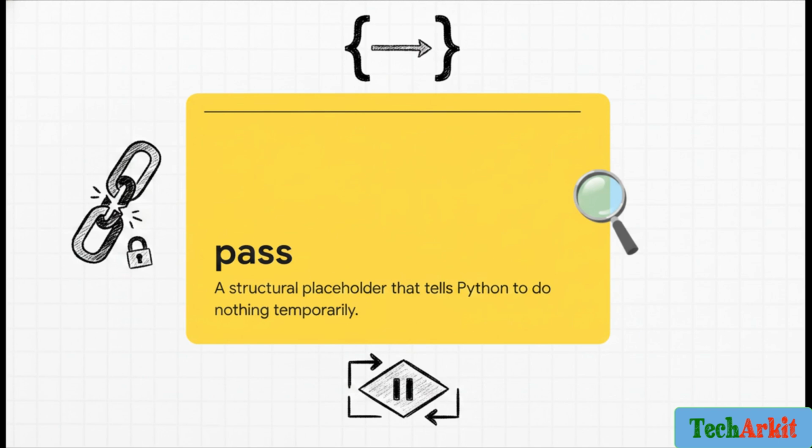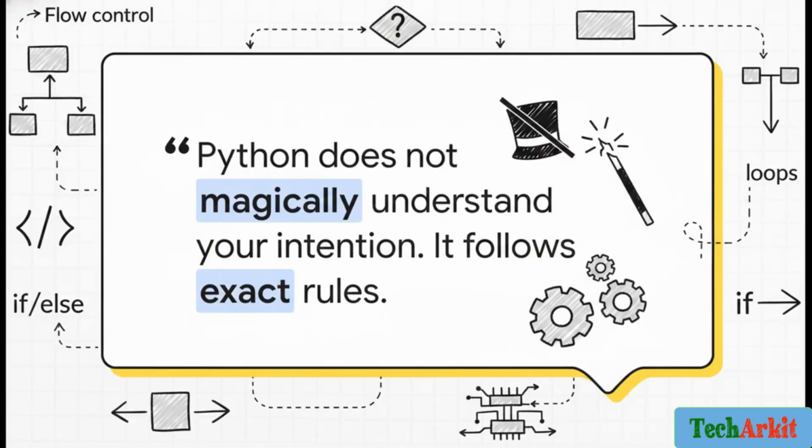So if you're just sketching out the skeleton of your code and you haven't written the actual logic yet, you just type pass. It acts as a structural placeholder so Python doesn't complain and crash your app. As we start to wrap this up, I want to share a concept that is so essential for beginners. Python does not magically understand your intention. It follows exact rules. Listen, the computer isn't thinking for you. It isn't trying to guess what you meant to do.